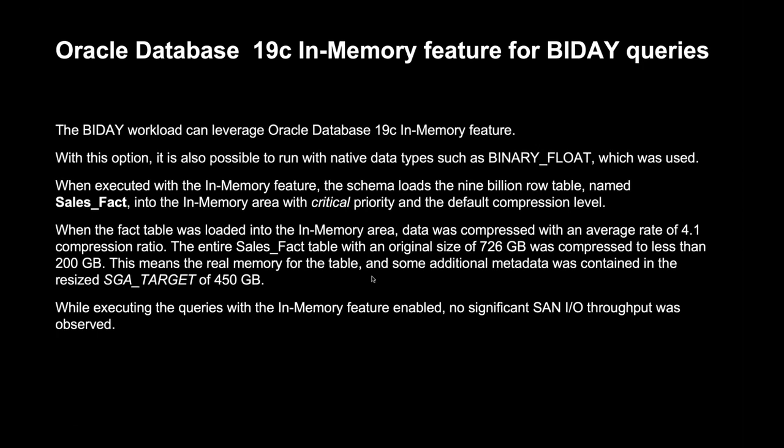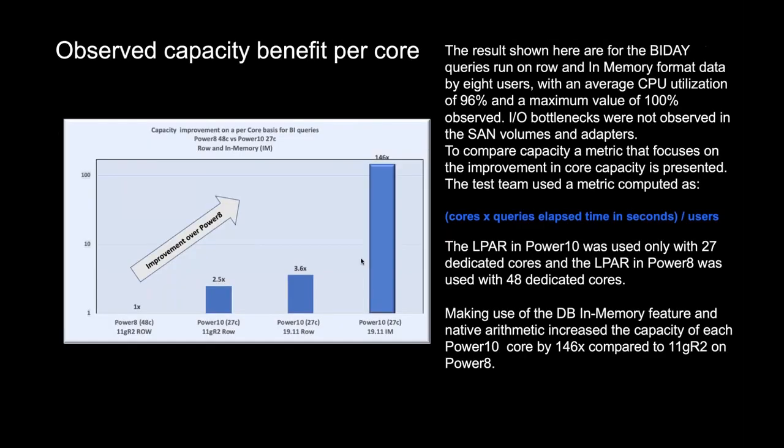So the sales fact table would have originally taken 726 gig of memory, but we did turn on compression, and this reduced it to less than 200. This is what drove the substantial part of our increase to the SGA target. So when you move to in-memory, you do have to allocate extra space, but I think you get a substantial benefit from that.